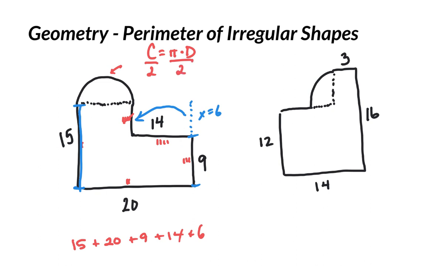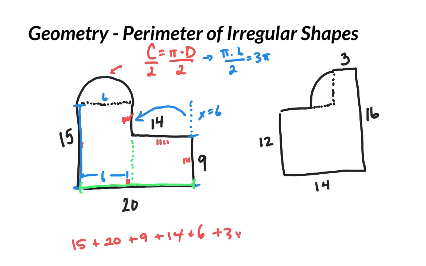Let's figure out this whole side right here was 20, and then here we have 14 units taken off. That means this part right here is 6. So the diameter of my circle was 6. Filling that in, we have pi times 6 over 2, which of course is just 3 pi.